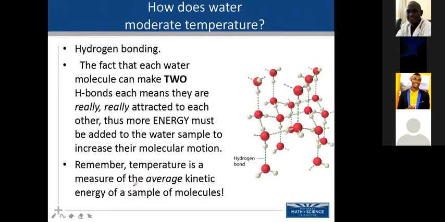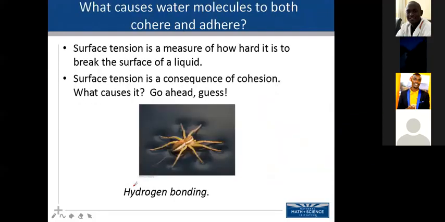Okay, so from the first property of adhesion and cohesion, we look at hydrogen bonding. Before we look at hydrogen bonding, any questions?